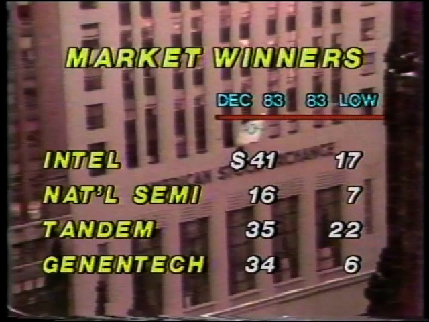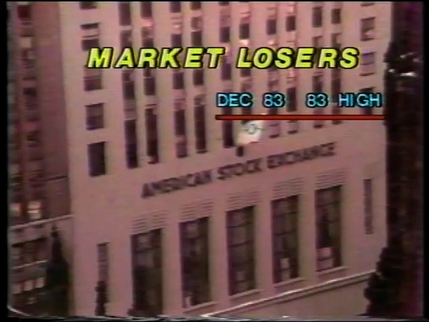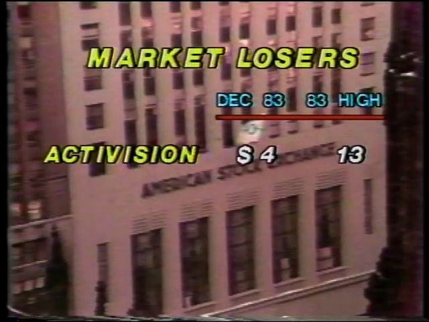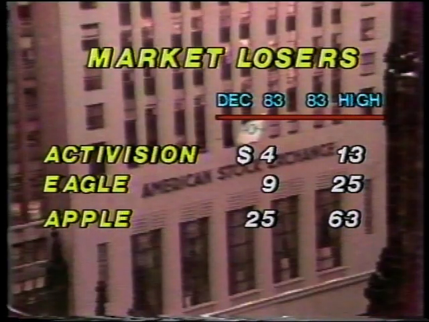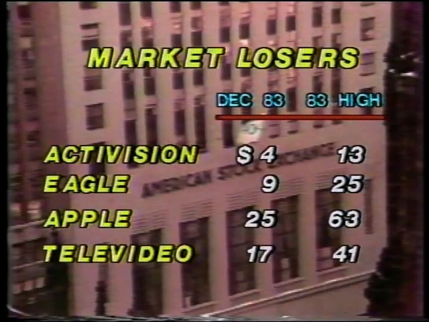The winners were Intel, selling around 41 after hitting a low of 17 this year. National Semi selling at nearly 16 after plunging to below 7 earlier in the year. Other strong finishers are Tandem and Genentech. On the losing side are Activision, selling near $4 after hitting nearly 13 earlier this year, and Eagle down below 9 after hitting nearly 25.